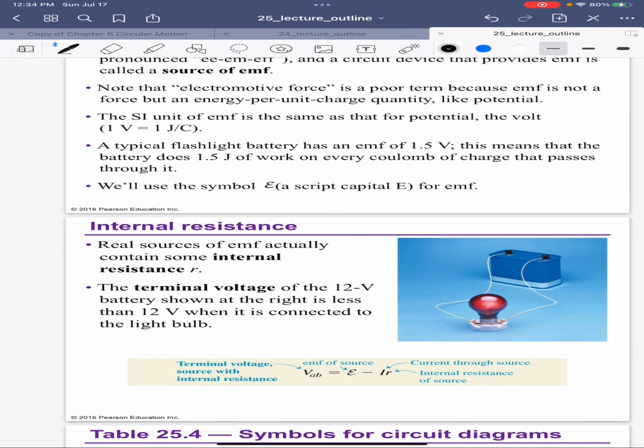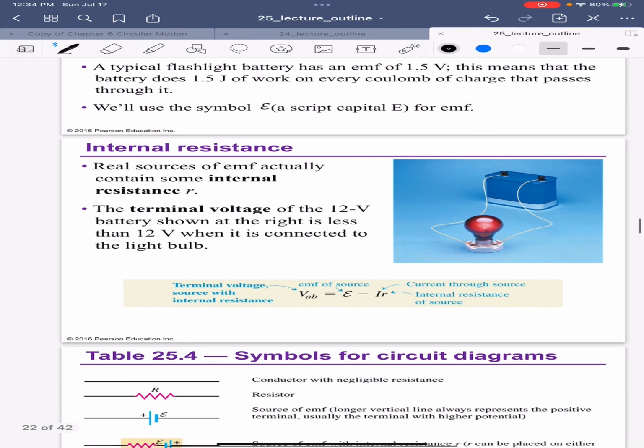Now, real sources of EMF actually contain a small resistor. We call it internal resistance, and it's as if it steals some of the voltage. So the terminal voltage of a 12-volt battery shown at the right is less than 12. This is because that small resistor, the internal resistance, holds some of the voltage on it. Then VAB is going to be EMF minus IR.